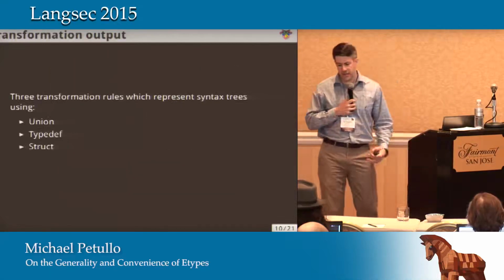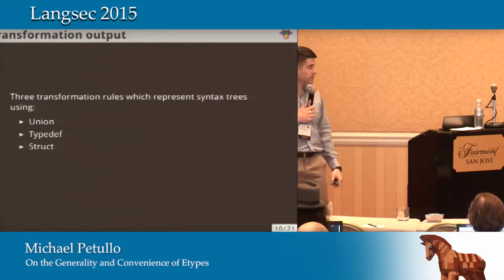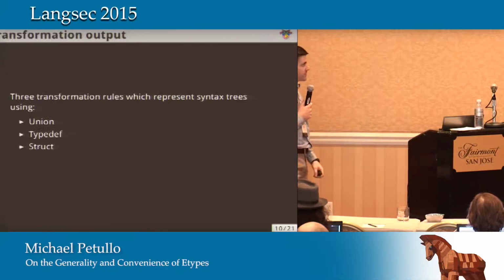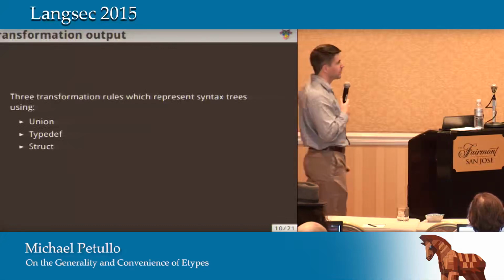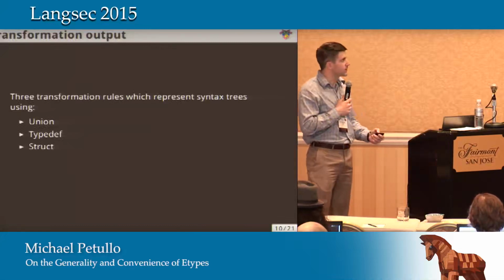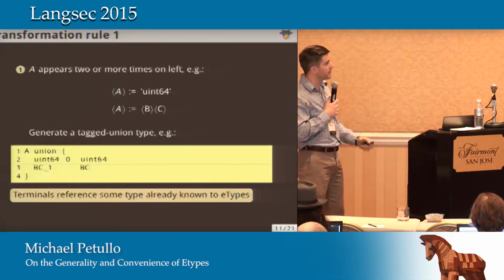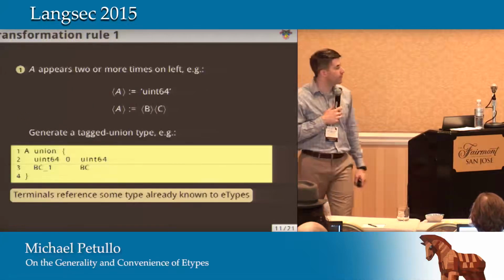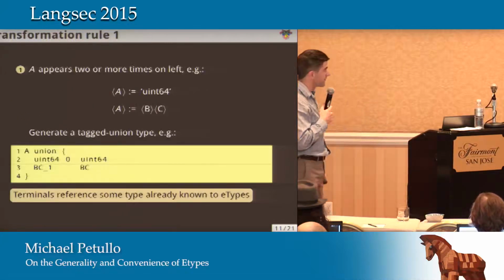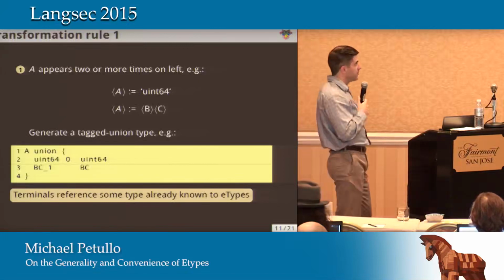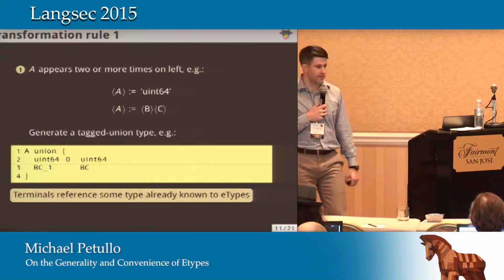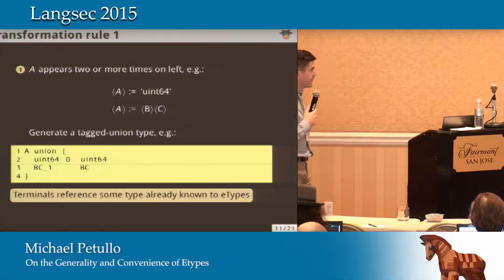So what does it actually generate? It basically generates data structures, and the data structures take one of three forms: either unions, typedefs, or structures. And there are three transformation rules that we're going to look at right now that do the work to produce this data structure that represents the grammar. So there are three transformations, and this is the first one. This applies when you have some non-terminal on the left side more than once. Here we have A, and it appears two times on the left.